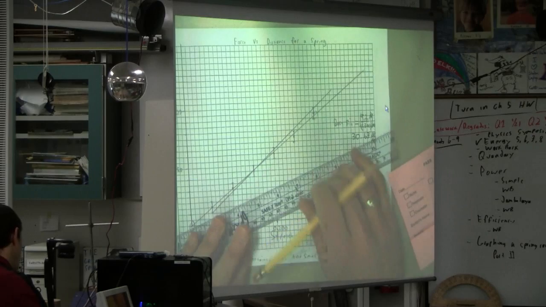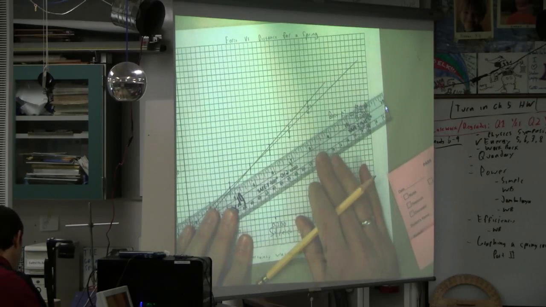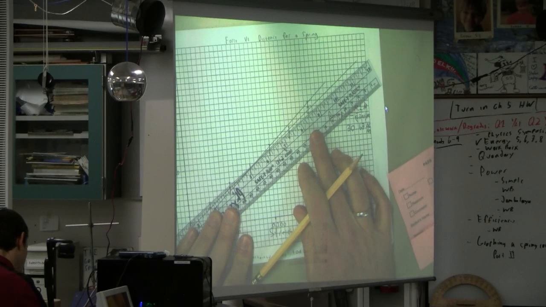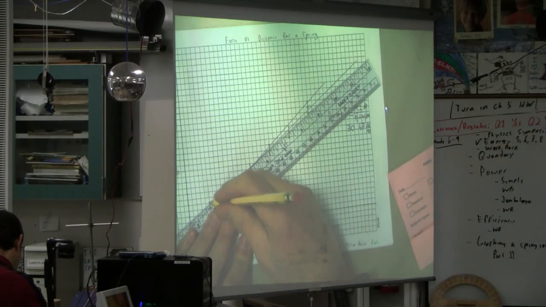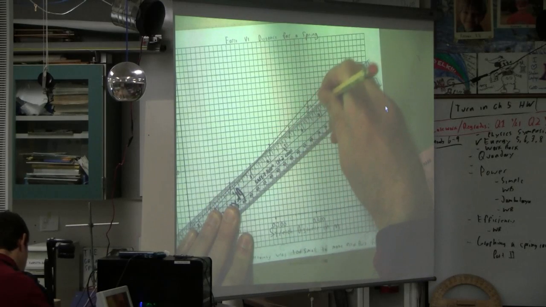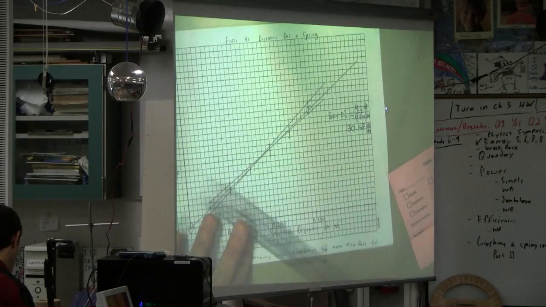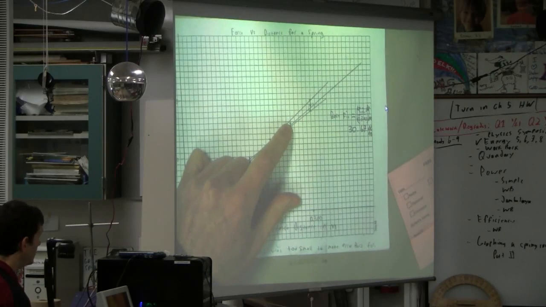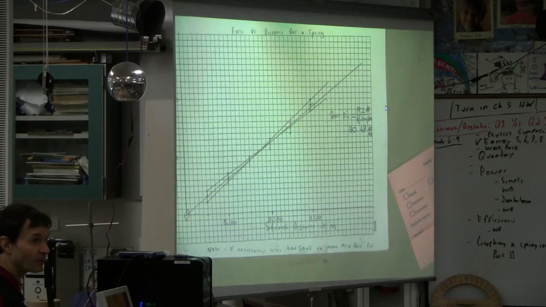There's the steepest line that we can do. And here's the least steep line that we can do. Now, in college, I would have been dinged because this steepest line actually misses the top of that error bar, right? So, you know, and I don't know what to do.